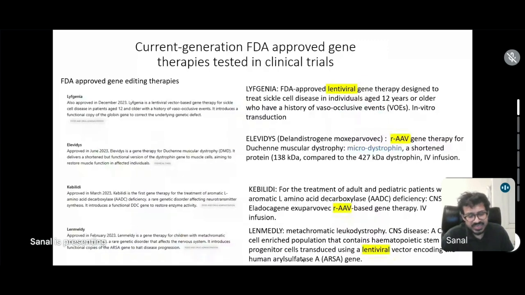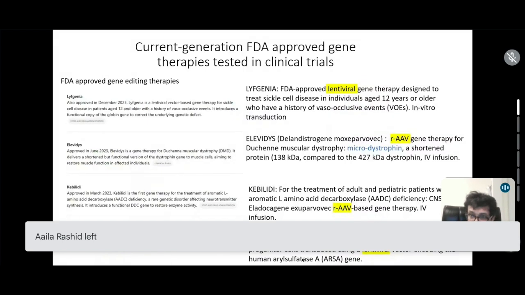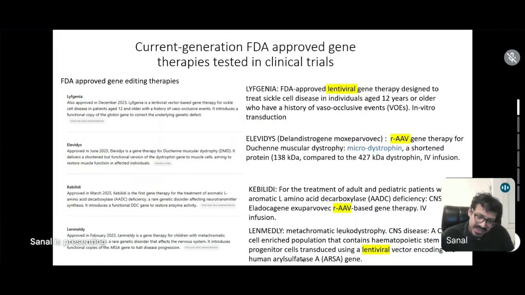Because adeno-associated virus is a small virus and it can carry genes up to 4 kilobases. Not more than that, because the larger the gene, the packaging of the virus becomes inefficient. So what they did is very interesting. They made a shortened version of dystrophin, which is only 138 kilodalton compared to the 429 kilodalton dystrophin protein. And this was infused intravenously.